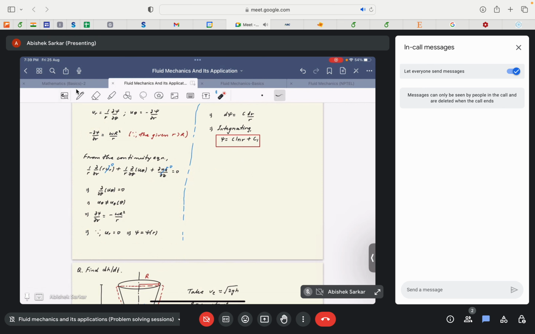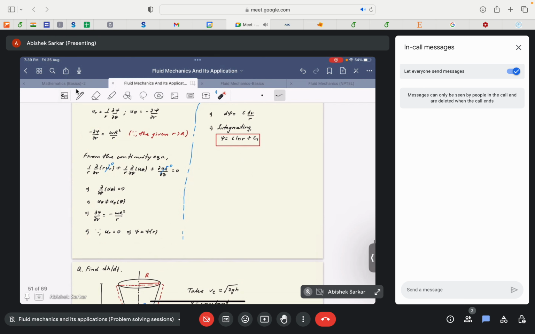From the continuity equation we get that ur is equal to 0 and uz equal to 0. So only this portion of the equation remains valid. It is given that dou by dou theta of u theta is equal to 0, so we get that u theta is not a function of theta. And u theta is omega R squared by r, right? Since ur is equal to 0, psi is only a function of r. How do we get this? It's very simple.